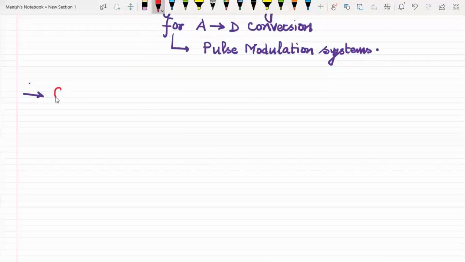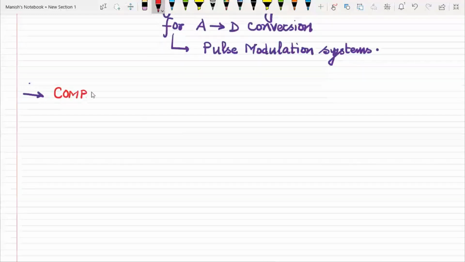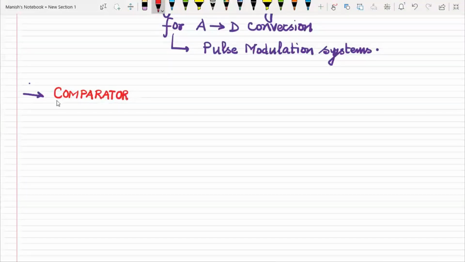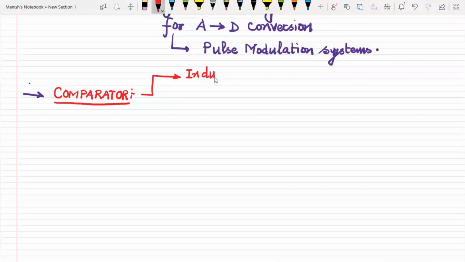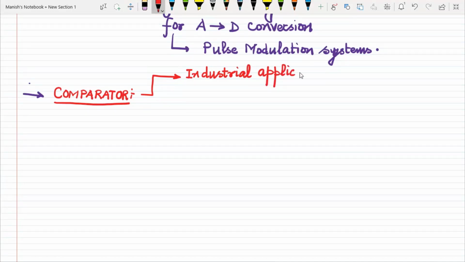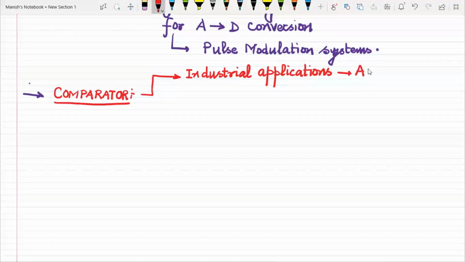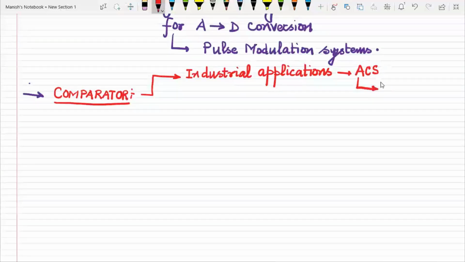That we are going to discuss is a comparator circuit. Now, before we discuss this circuit at length, let us take an example of an industry where we make use of these circuits called comparators. So in industrial applications where we want to have an automatic control system, or ACS. In an automatic control system, we don't require any human intervention.